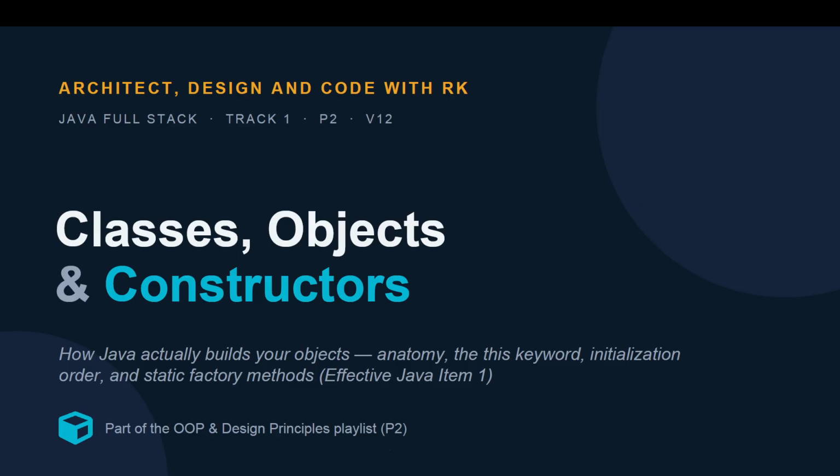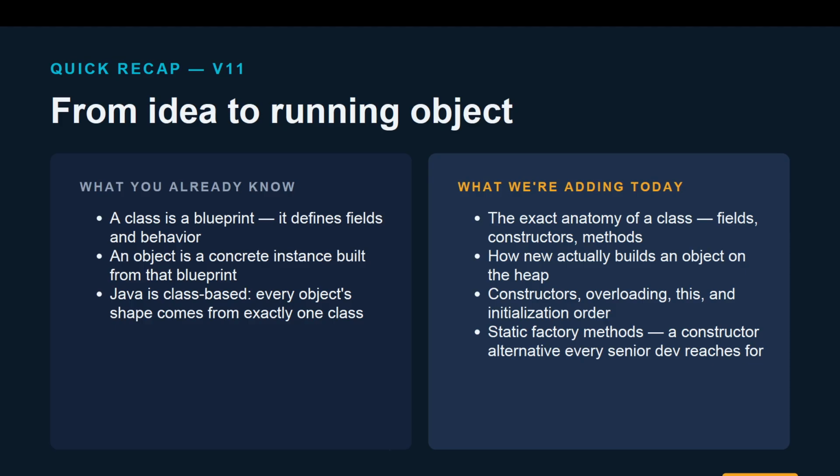In this particular video we're going to talk about how to implement classes, objects and constructors, the anatomy of a class. Let's get started. In the last class we discussed what exactly a class is, what exactly an object is, the basic principles of object orientation, etc.